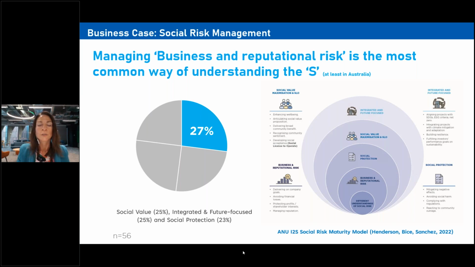When we ask infrastructure sector professionals in Australia last year, how does your project or organization think about ESG? Their number one way of thinking about it, so just over a quarter of organizations here in Australia, they're focusing on this as business and reputational risk. So this is very much an ESG 1.0 approach, something that looks at how dealing with externalities to the business can then influence the business reputation.